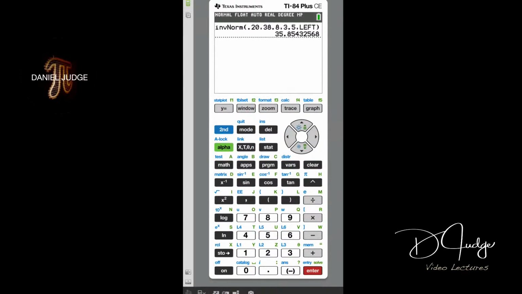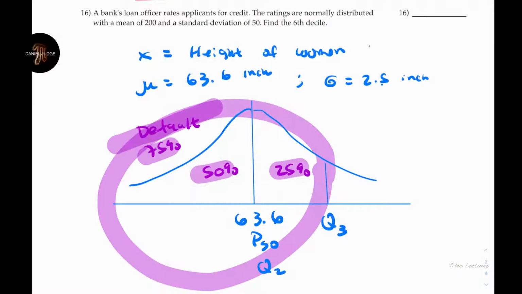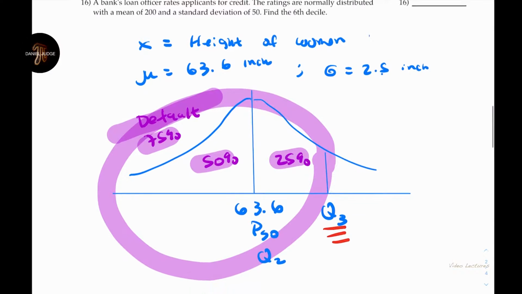Okay. So clear out. Second distribution, inverse norm, ladies and gentlemen. 75% of the area. And then the mean height of women is 63.6 inches, and a very consistent 2.5 inches. Now, again, I'm keeping it. It's not even a tail, it's just area to the left of the value. It's the left of Q3. That's what they're talking about. Area to the left here.